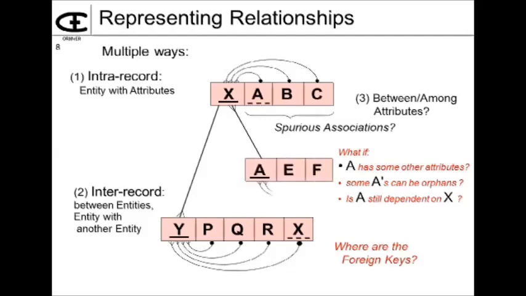Okay, one more here. If we had orphans or extra attributes of A, we would have to set up another table of A to store them. Now, if A was truly dependent upon X, even if we have this table, we just put the mandatory dot on A and say every A has to belong to an X.